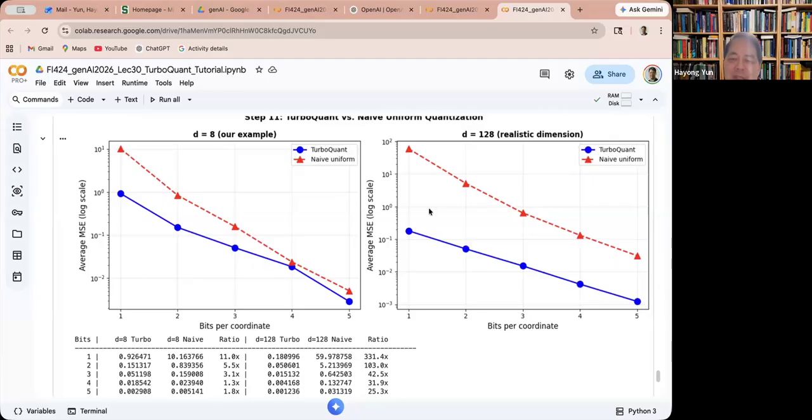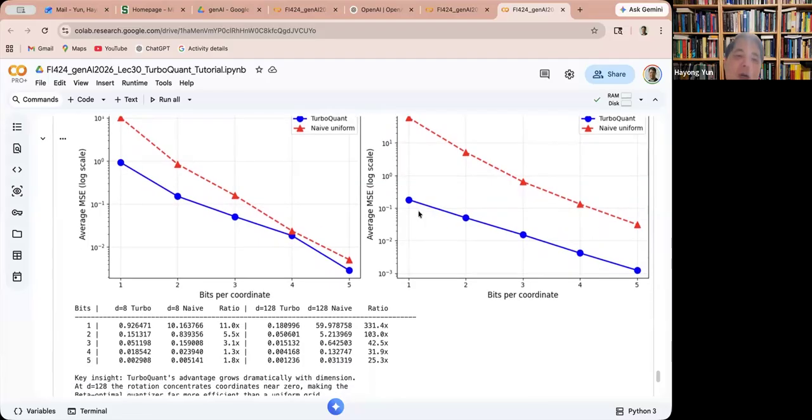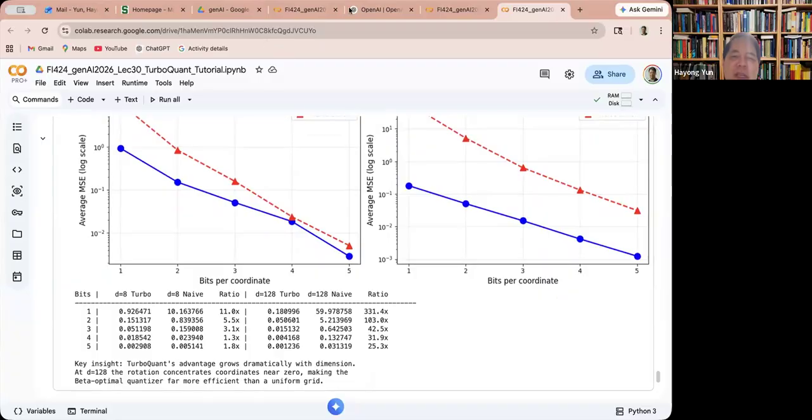So this was basically the message that the TurboQuant paper was trying to convey. Okay, so this was a brief summary of why TurboQuant mattered and what it does, in a heuristic example. And hopefully now you have a better understanding of what this is.